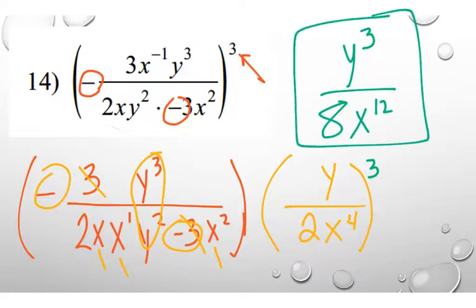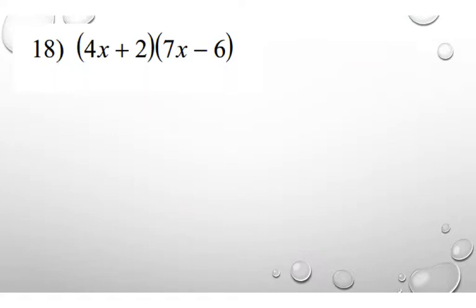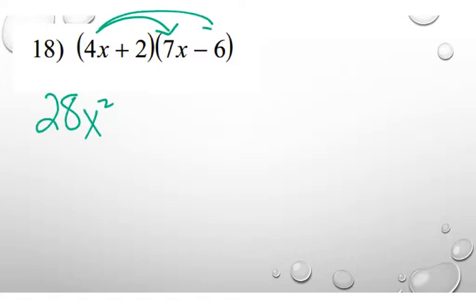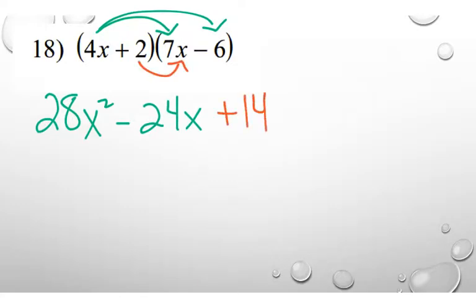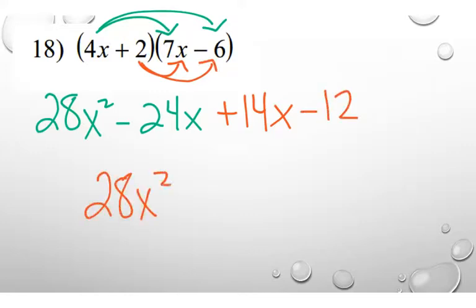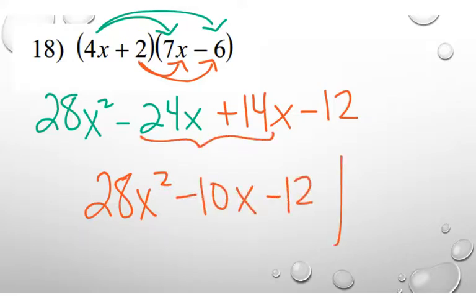Okay, the next one that we're going to do is number 18, and this is multiplying. Like we talked about, you're going to do the distributive property. So I'm going to do 4x times 7x, 4x times negative 6, and then 2 times 7x, and 2 times negative 6. So 28x squared minus, this is going to give me 10x minus 12, and that's my product.